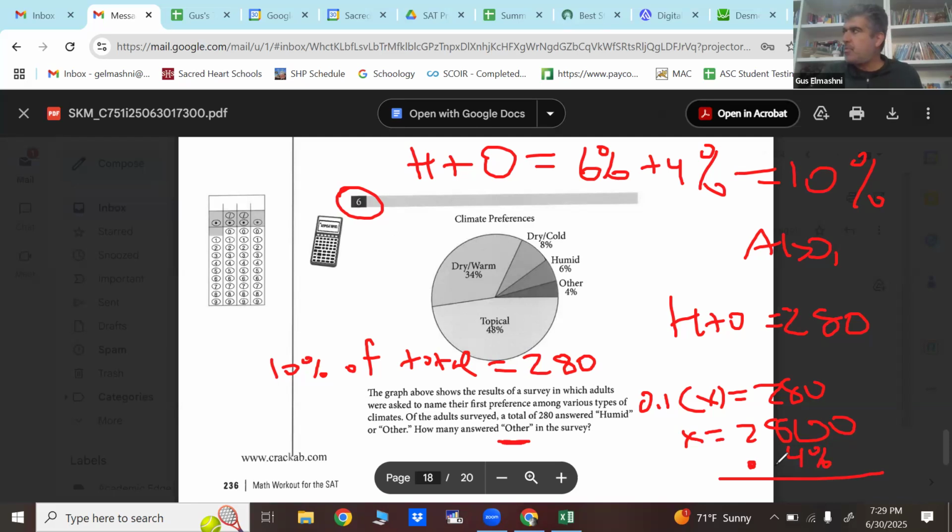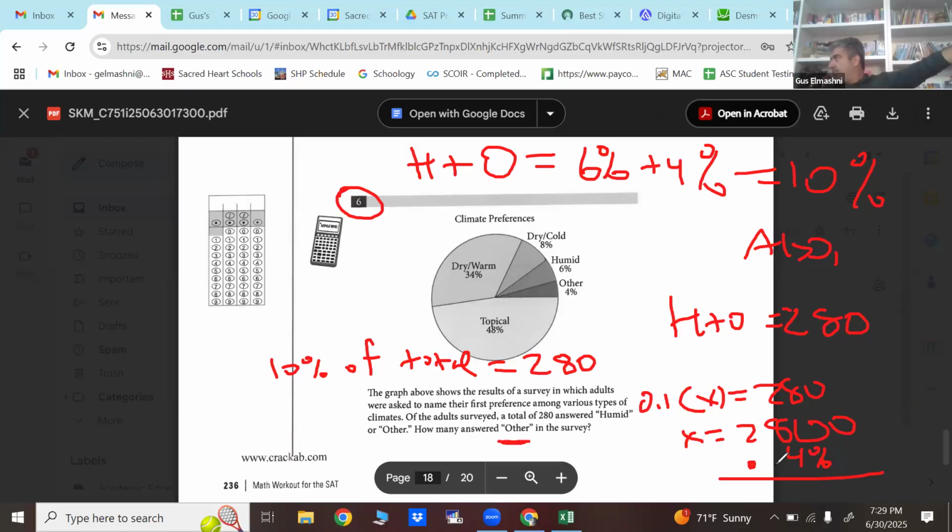So 100% is just 280 with a 0 at the end. Oh, wait. So 10% is 280. 100% is 2,800. Or just change the percentage to a decimal and then solve for x. Wait, so you see why we have 2,800, right? It's because of the dry and the humid, and all these other people. Exactly. But then what does the question want? How many answered other? And what percentage do we have for other?